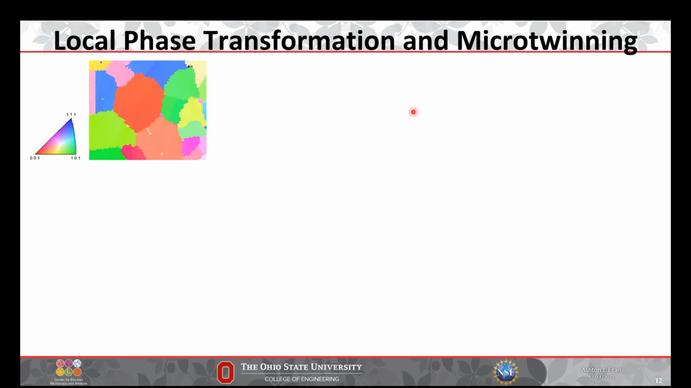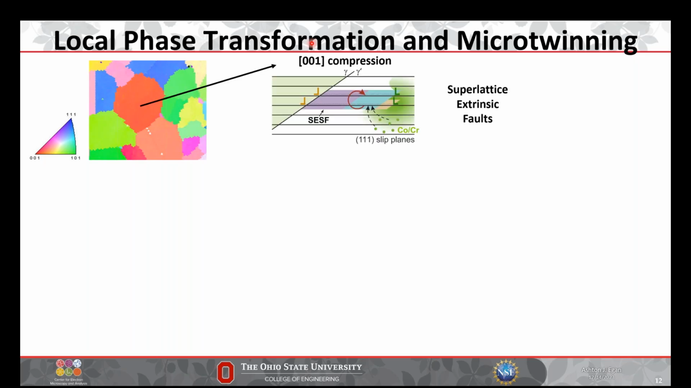And basically, the way that these deform can vary based on the grain orientation. So for the purposes of this talk, I'll just talk about microtwinning mainly. And so we're going to talk about these 001 type grains. So if I were to take a single crystal and compress it along the 001 axis, basically I would get superlattice intrinsic faults shearing the precipitates. And these are little pictures basically showing what's happening here.